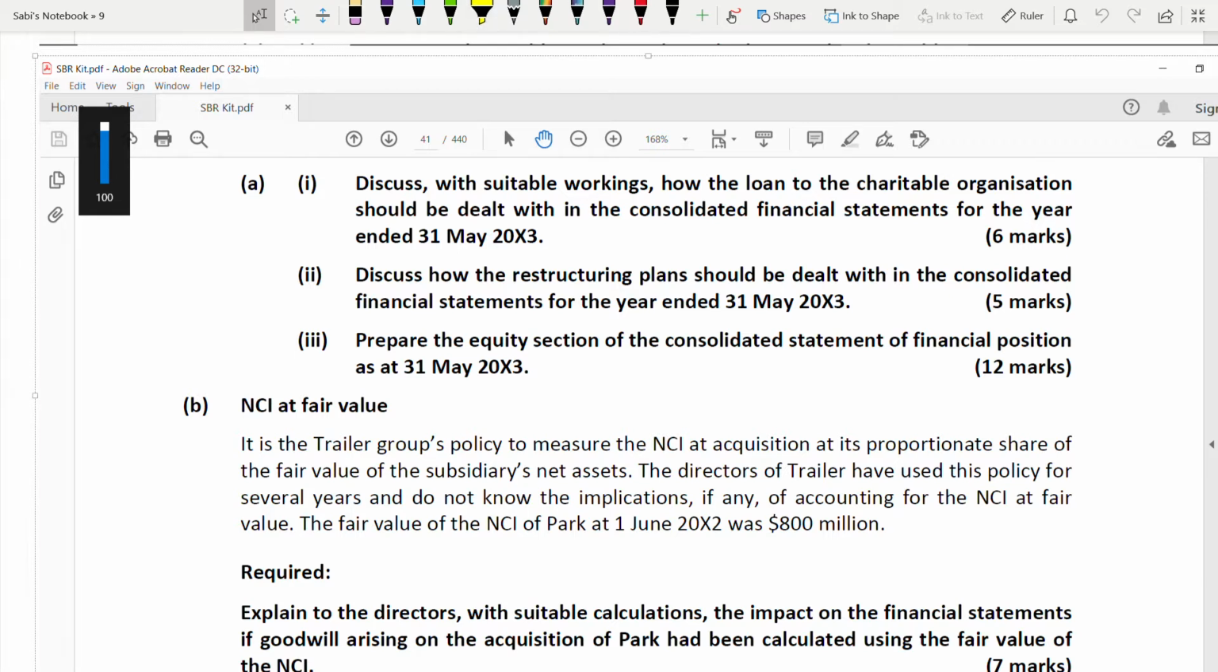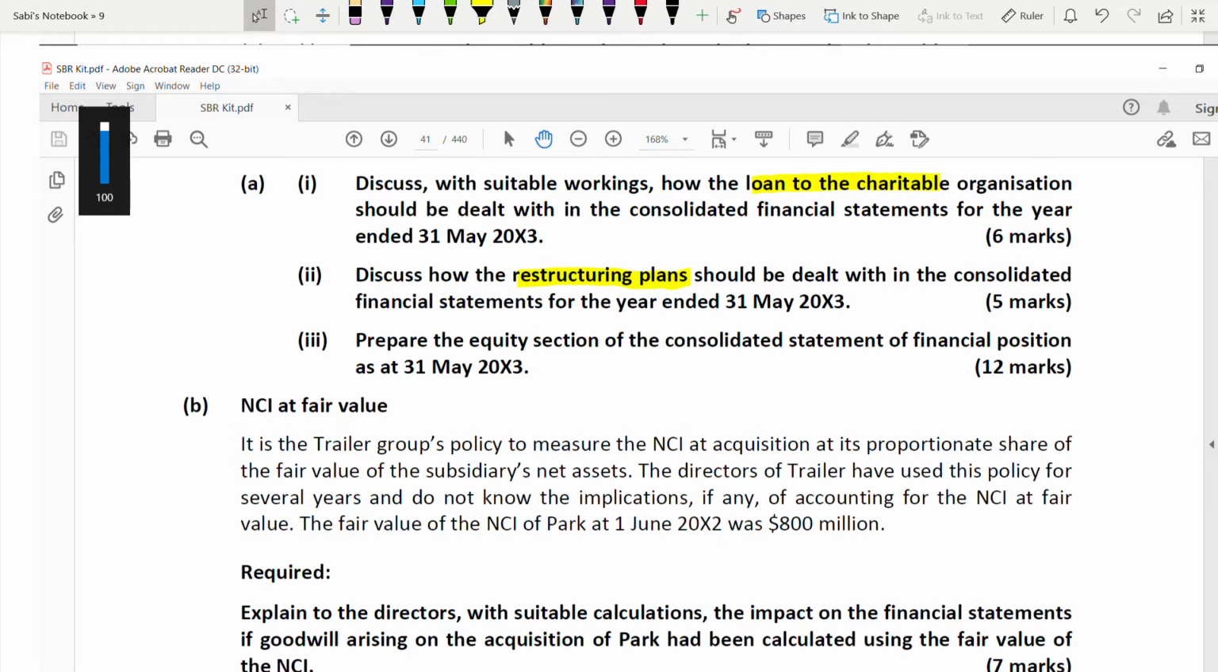Okay, loan to charitable organization. Suitable workings, that means not only discuss, you have to do calculations also, because this will go in your consolidated financial statements, and it's for 6 marks. Next is: discuss how the restructuring plans should be dealt with in the consolidated financial statements for the year ended. This is about restructuring plans only, and how it will be dealt with in the consolidated financial statements.